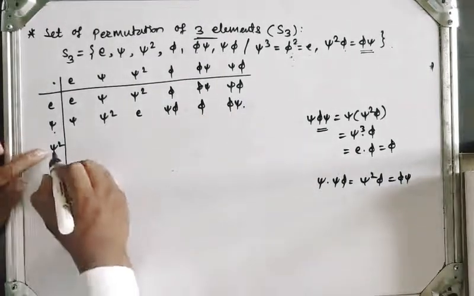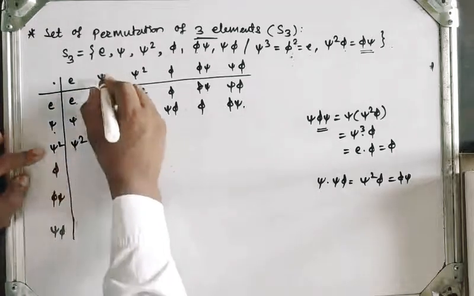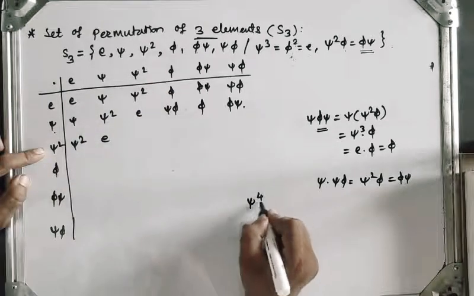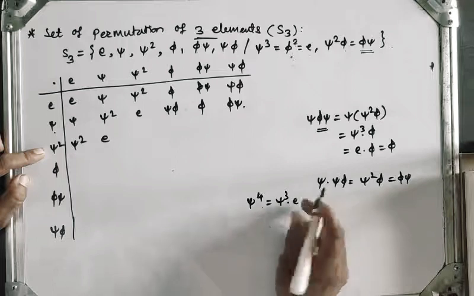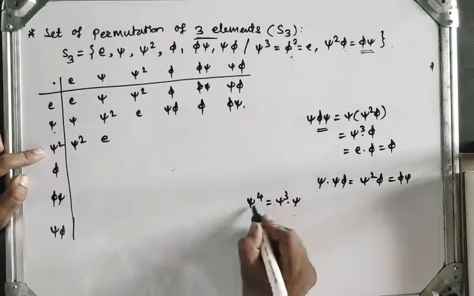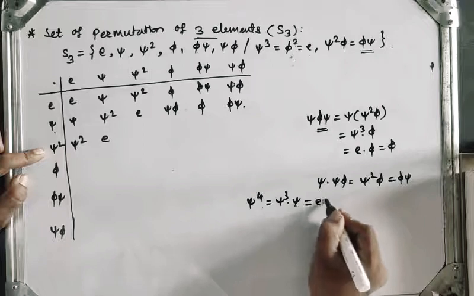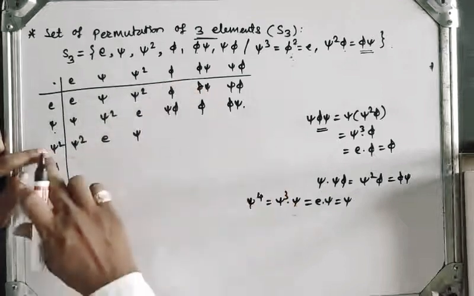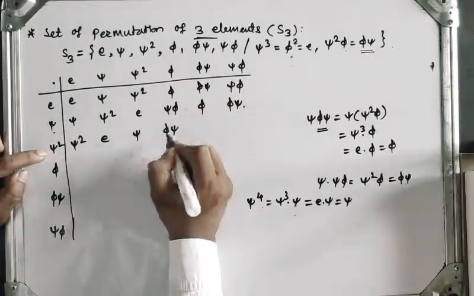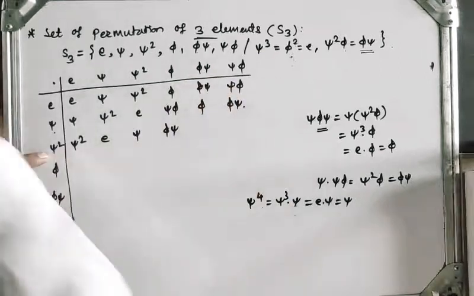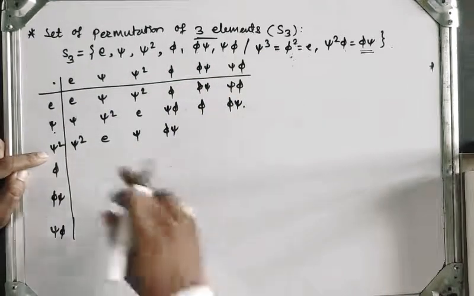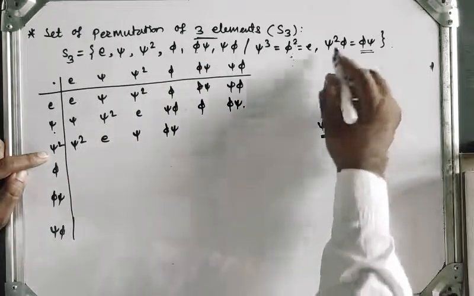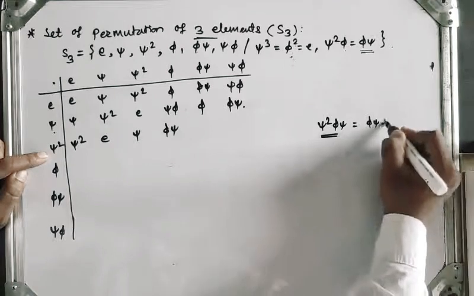Next, psi square into identity, psi square into psi gives psi cube, and psi cube is identity. Psi square into psi square is psi raised to 4, which is psi cube into psi, and psi cube is identity into psi, which is psi. Next, psi square into phi: psi square phi is phi psi. Next, psi square phi psi, which is psi square phi is phi psi, and here psi as it is.